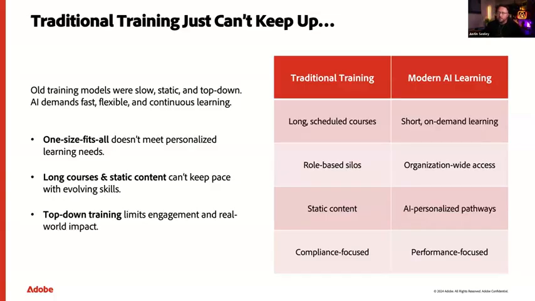The fact of the matter is that traditional training just can't keep up. The old training models that we have now, they're slow, they're static, they're top down. AI needs fast, flexible, continuous learning. It's not about a one size fits all approach. We need to be able to personalize the learning, not just to the role, but to the person.